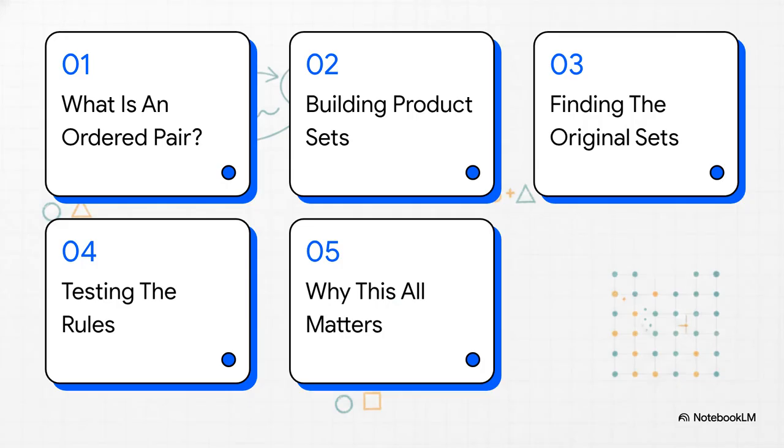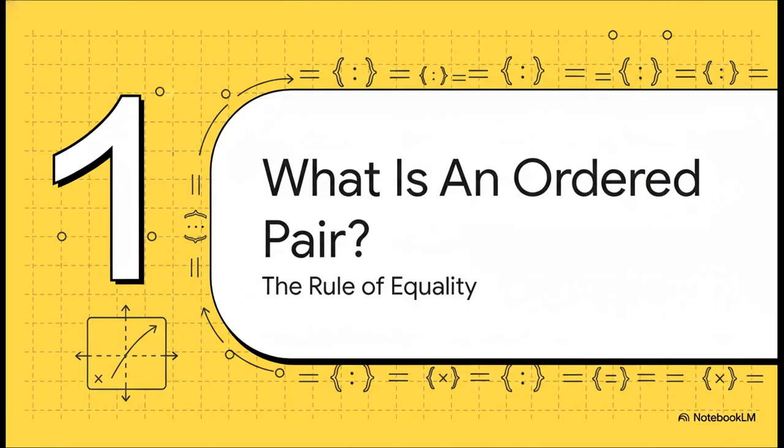So here's our game plan for today. We're going to start with the absolute basics. What's an ordered pair? Then we'll learn how to build sets with them, and even how to work backward to find the original sets. After that, we'll test our knowledge, and finally, we'll tie it all together to see why this stuff is actually so important. So let's jump right into our first section.